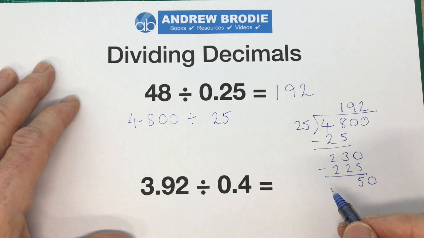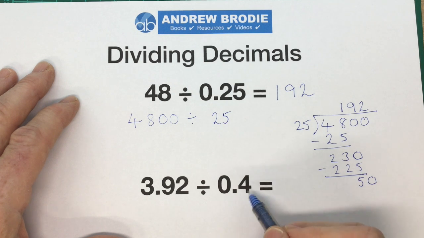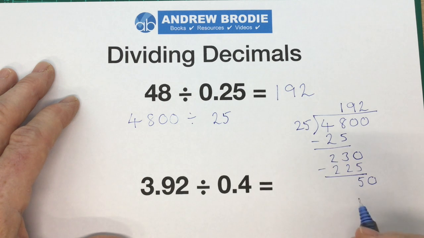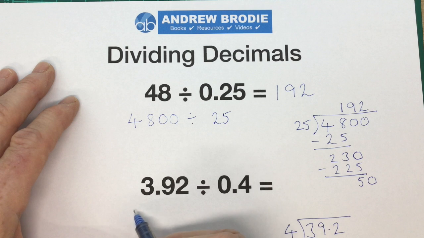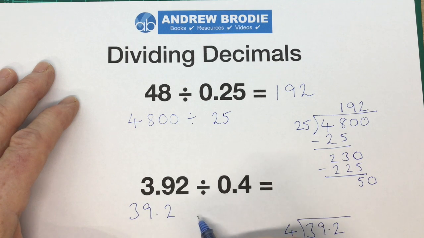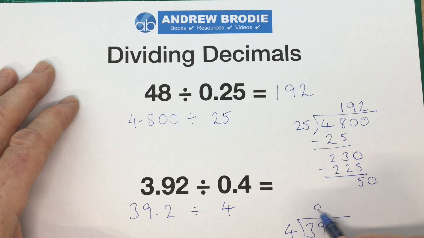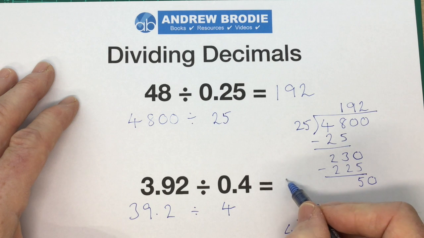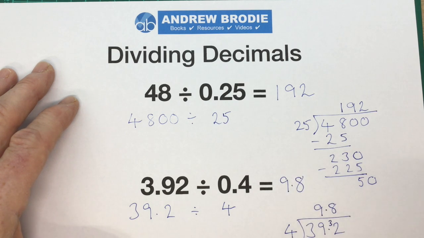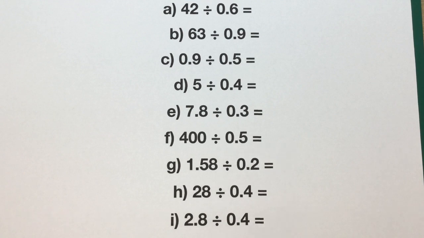This one, 3.92 divided by 0.4. Well, this is the one we really care about. So we only need to multiply by 10. So we're going to have 39.2 divided by 4. We've moved them both over. So 39.2 with times by 10 divided by 4. 4 into 3 won't go. 4 into 39 goes 9 times. 9 fours are 36, so we've got 3 left over. 4 into 32 goes 8. So the answer is 9.8.